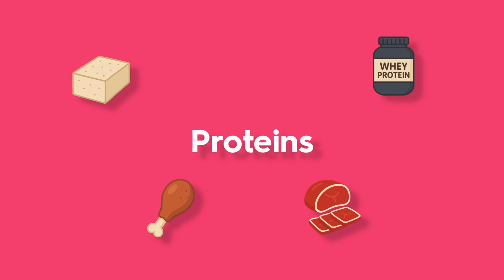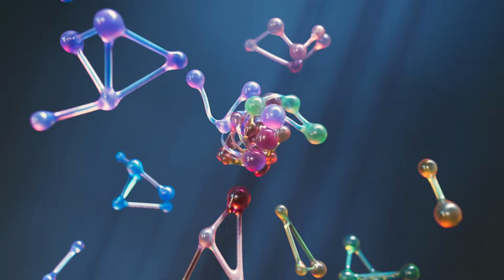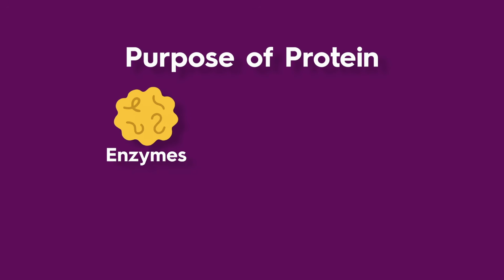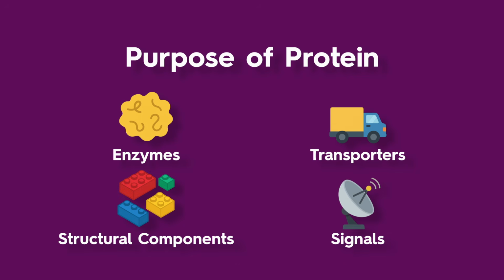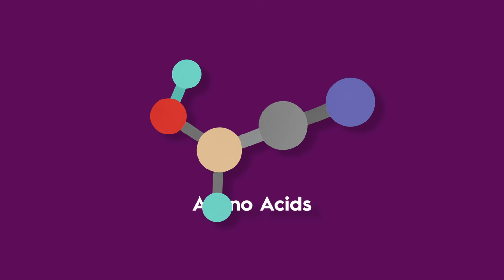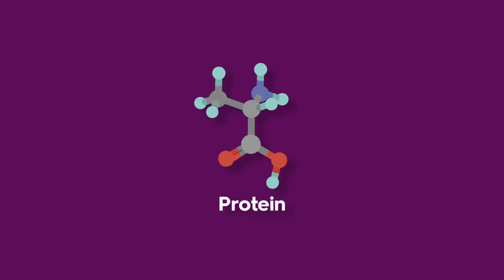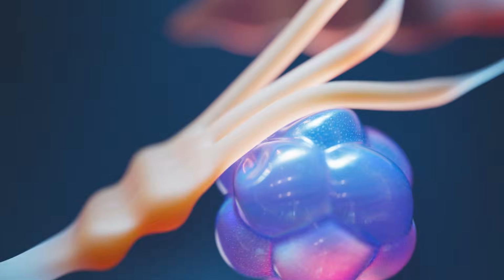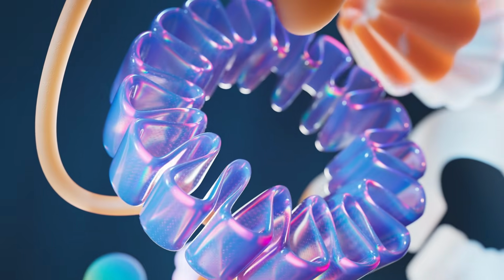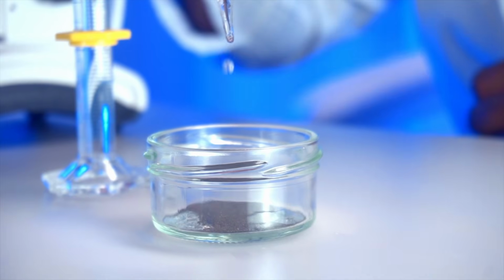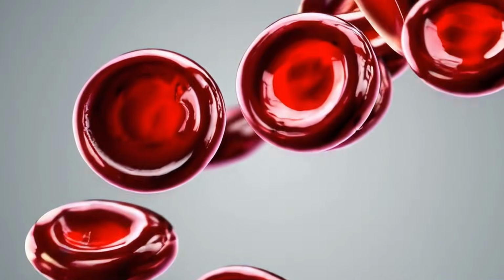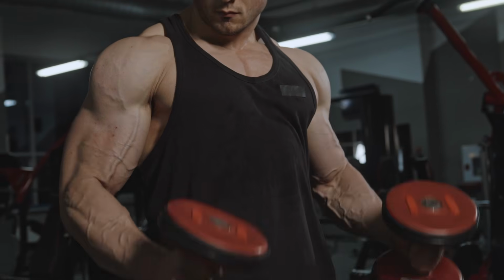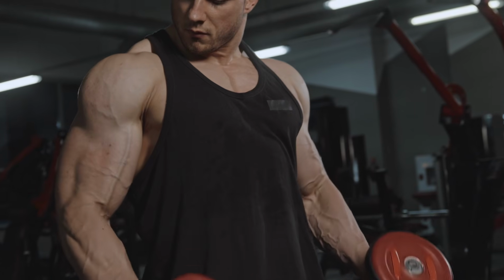Now on to proteins, versatile molecules made of amino acids. They act as enzymes, transporters, structural components, and signals. Proteins are built from amino acids linked by peptide bonds, and the exact sequence determines their shape and function. Depending on that shape, proteins can serve many different roles. Enzymes speed up chemical reactions, hemoglobin carries oxygen in the blood, and structural proteins give strength and support to tissues.